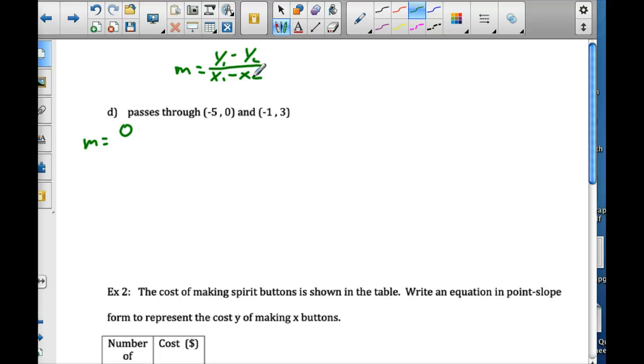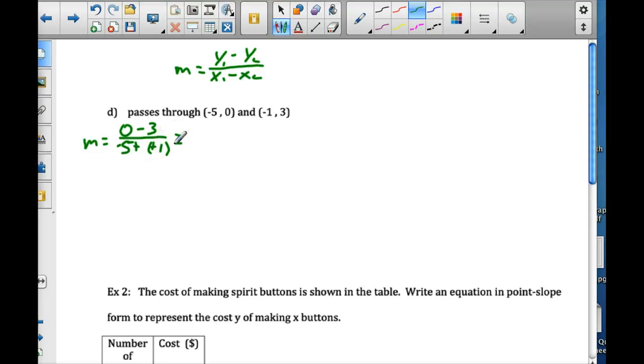So it's 0 minus 3 over negative 5 minus negative 1, which is really what? You change it to addition, because we really don't like minus negatives, guys. How could minus negative 1 be the same thing as plus negative 1? Doesn't make any sense. Plus positive 1. Okay?